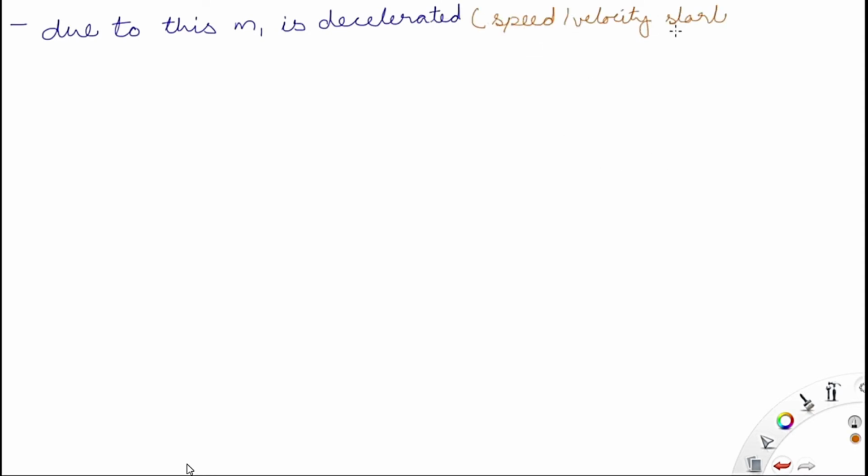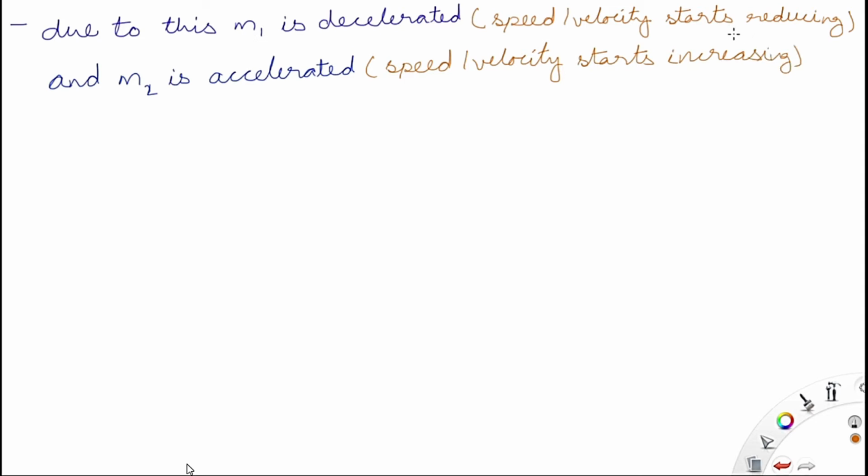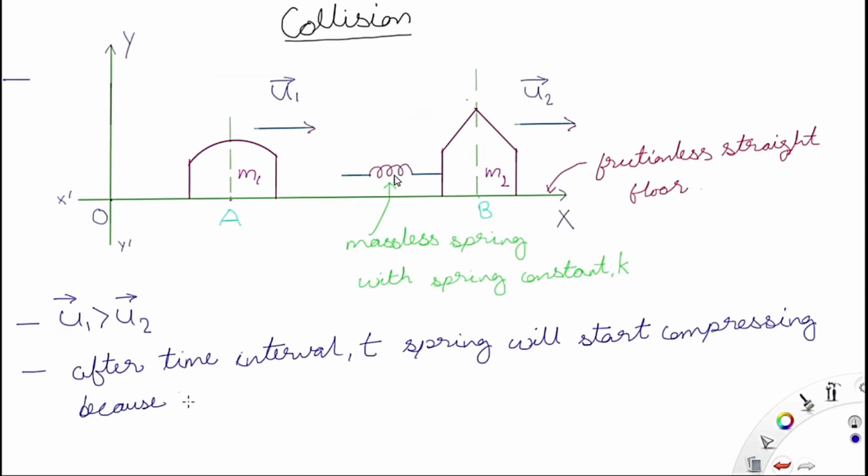Now due to this, m1 is decelerated, meaning its speed and velocity start reducing, and m2 is accelerated, its speed and velocity start increasing. So this is m2. The restoring force is pushing both m1 and m2, so m2 gets accelerated and m1 gets decelerated, because a negative force is acting on m1, and initially both were moving with a constant velocity.